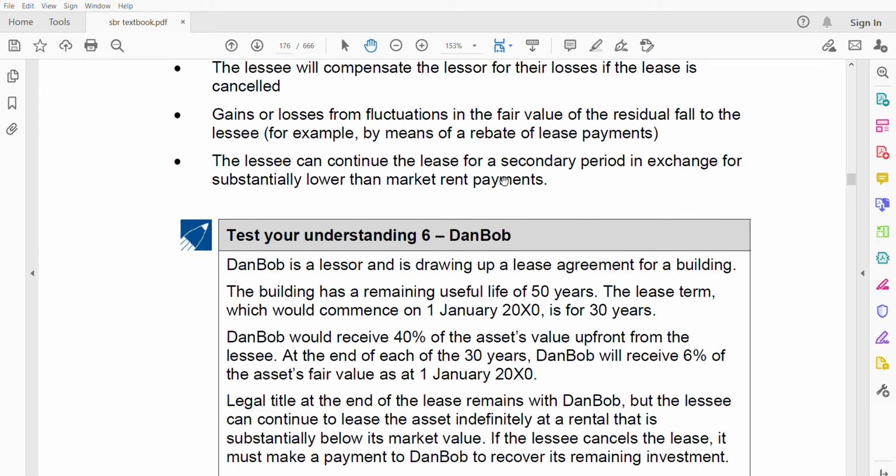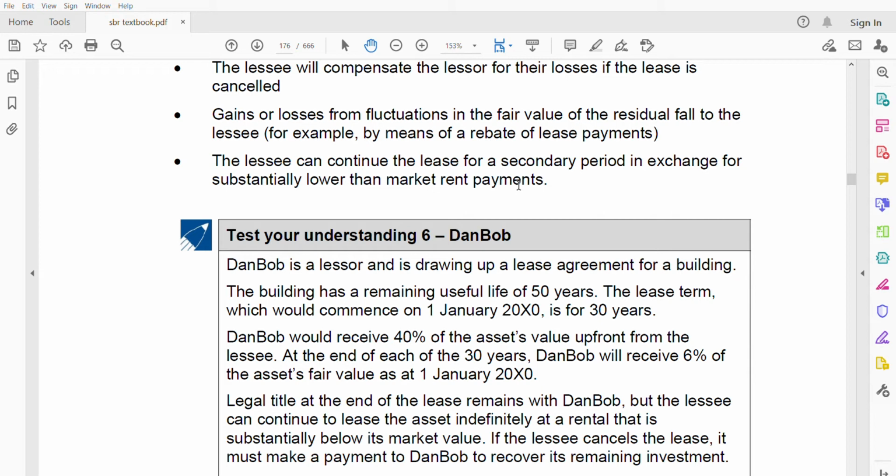Next, the lessee can continue the lease for a secondary period in exchange for substantially lower than market rate payments. He can continue the lease for a secondary period. That means after extension, he can continue that lease in exchange for substantially lower payments. So they will continue the lease for a very lower amount than the market rent payments. It's a risk, isn't it? A risk for the lessee. So again, it's a finance lease.